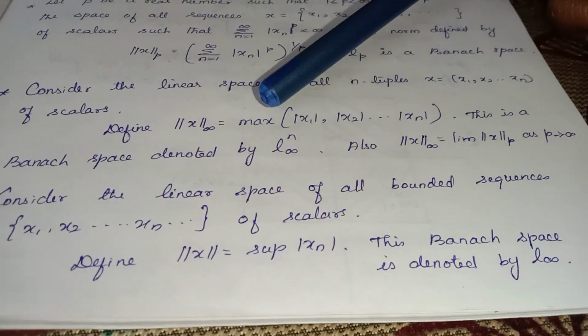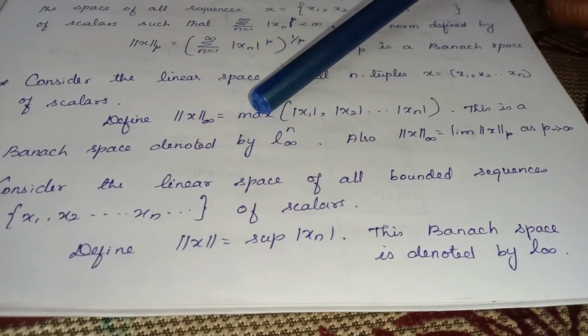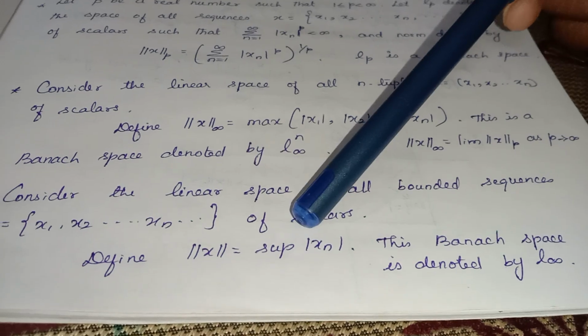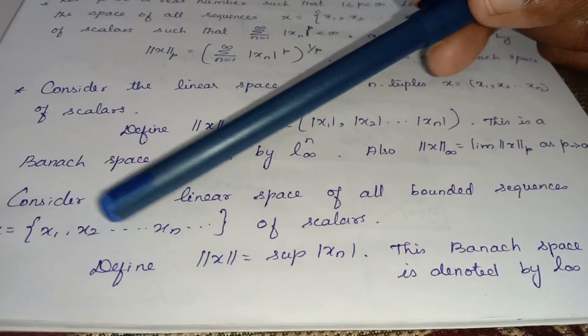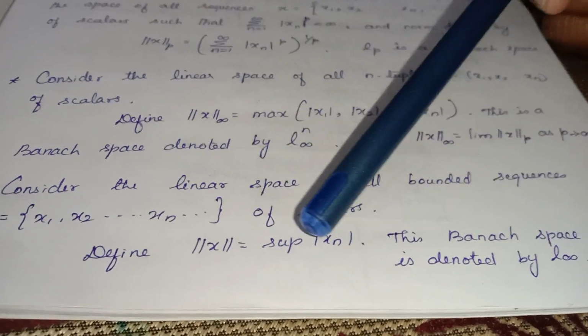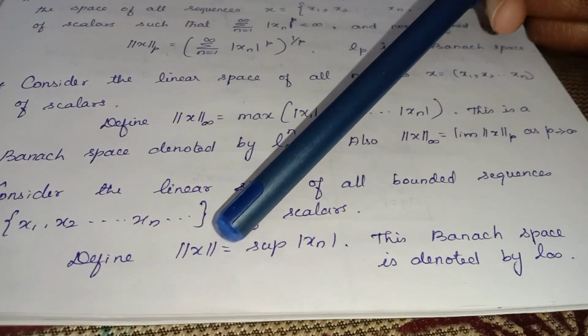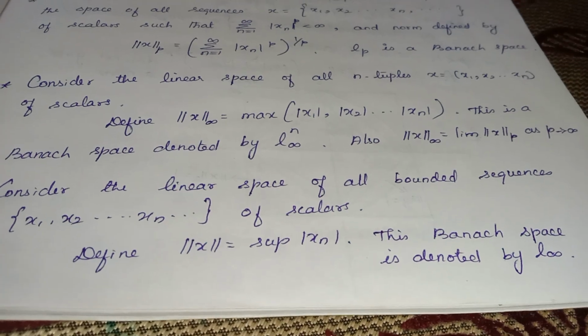Supremum. Okay, this is for the finite case. Maximum means the finite case. Supremum means what? The infinite case. So norm x is equal to the supremum of the coordinates. Among all the coordinates, which will be the supremum. That is called the norm, and this Banach space is denoted by L infinity.